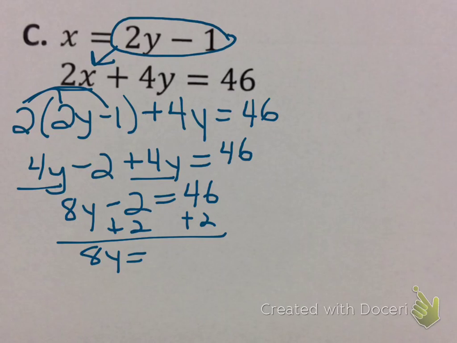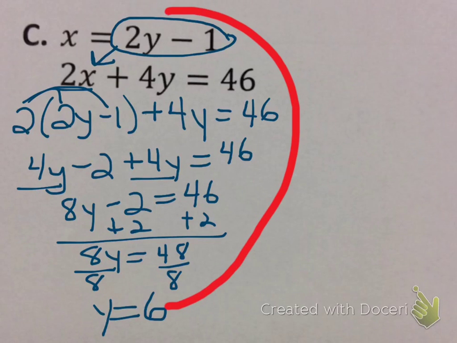I get 8y equals 48. Then to get y by itself, I'm going to divide both sides by 8, and I get y equals 6. Okay, now again, just like on that other problem, now that I have my y value, I'm going to take it back up here to the top and substitute it in right there in place of my y. So I'll have x equals 2 times 6 minus 1.